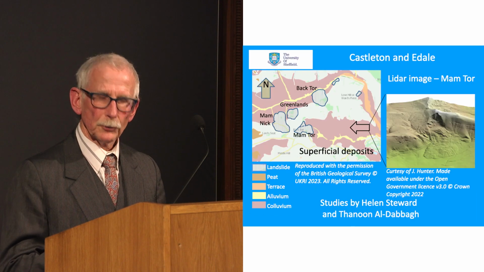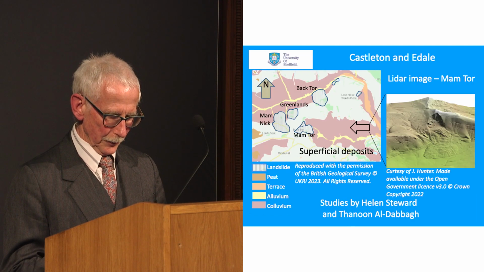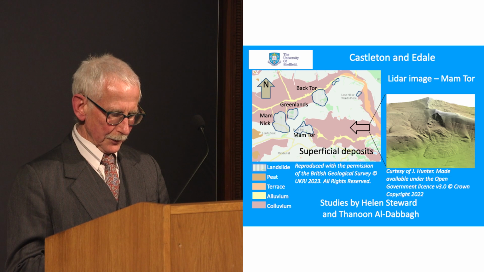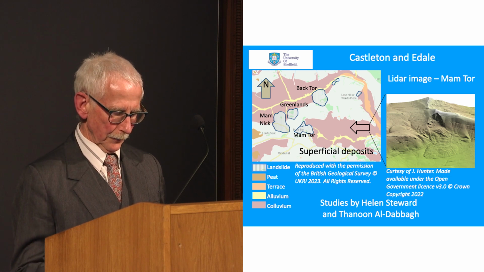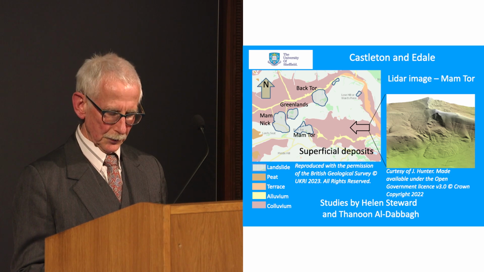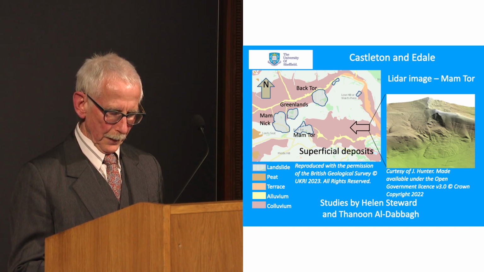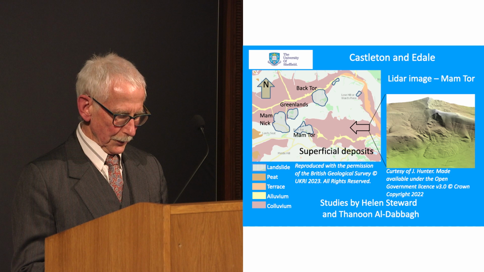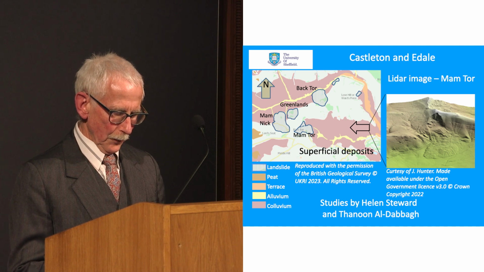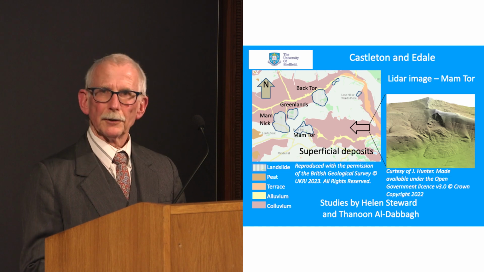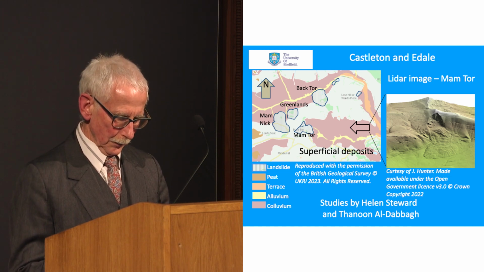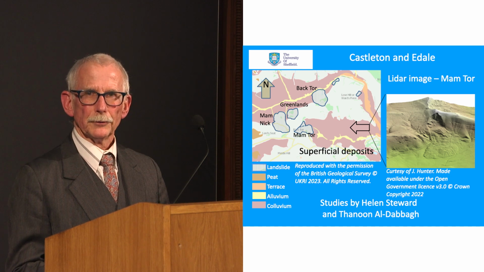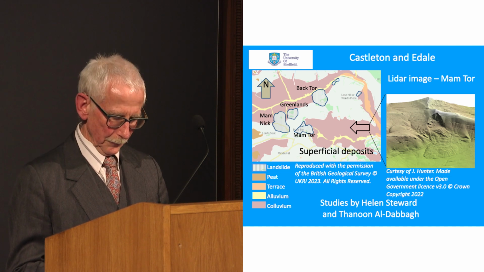This is the superficial map of the area and a LiDAR image. There are a number of landslides on the hillsides in these valleys and elsewhere in the Dark Peak area, most of them cut through sequences of sandy beds, sandstones underlain by mudstones. The lower part of the landslide at Mam Tor is an earth flow spreading out across the valley floor, which is what you can see in the LiDAR image on the right-hand side.